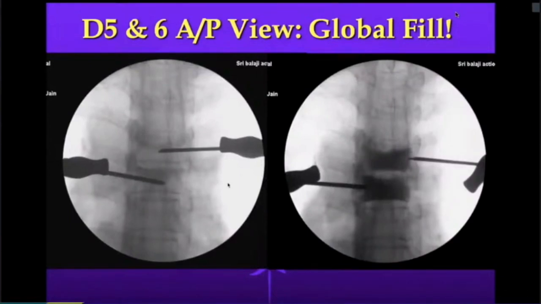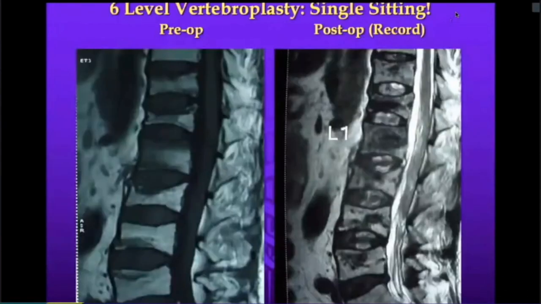Now, I've done many of these multiple-level vertebroplasties. This is a 6-level vertebroplasty in 3-4 minutes. This was a world record at that time. I presented it at the Miami World Congress also. And look at this, all 6 cemented without any leak into the vertebral body, without any flexural deformity. The patient was really suffering and he became all fine.